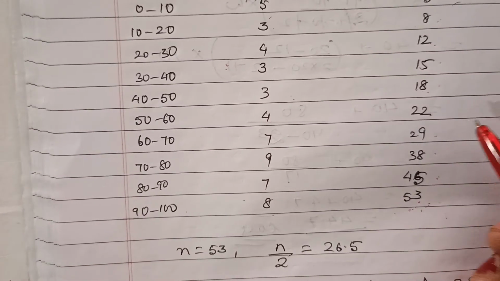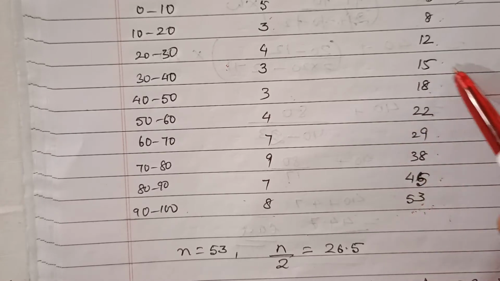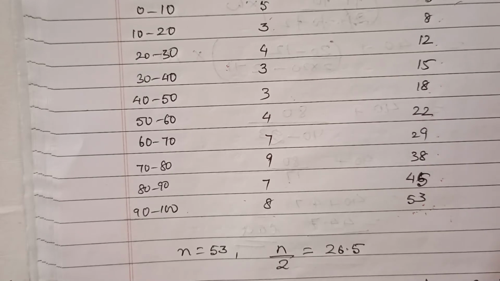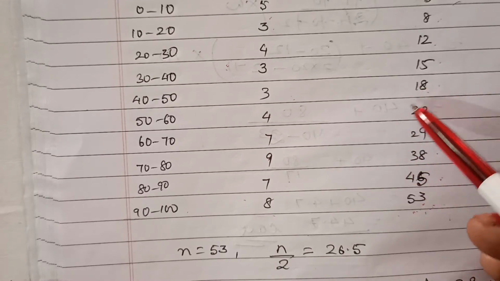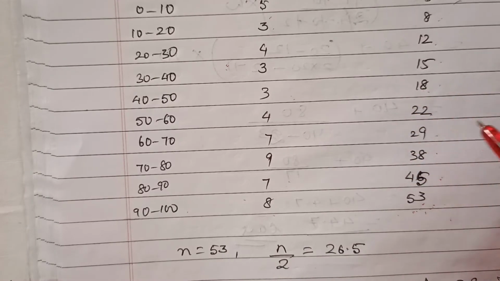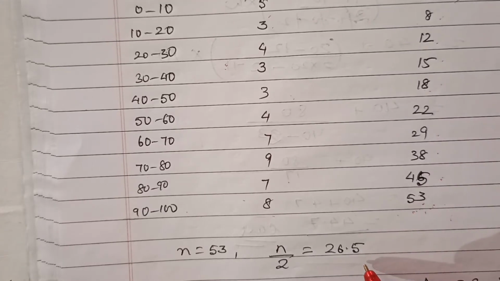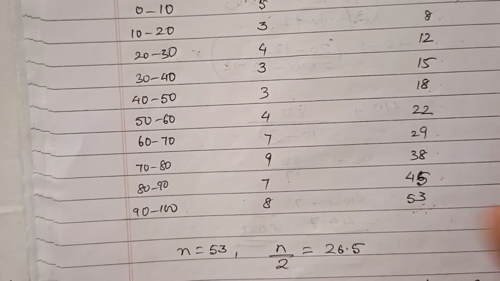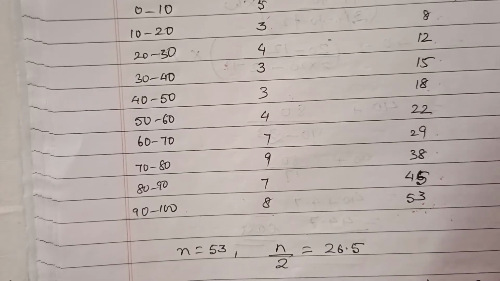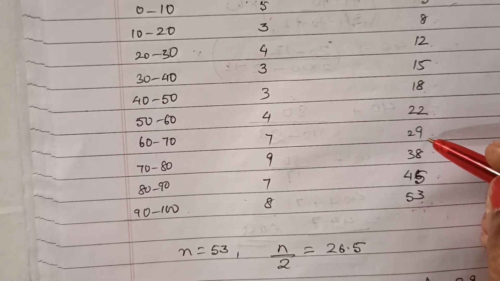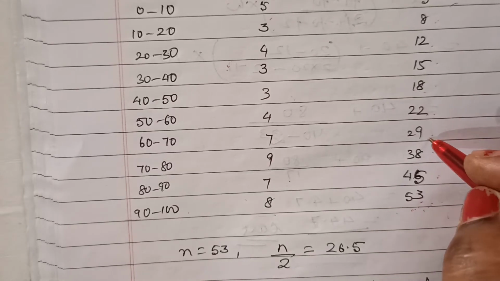Now this 26.5, now here when we see there is no number as such 26.5. So which class should we choose as the median class? Now for this you have to see the median cumulative frequency. You have to take the class whose cumulative frequency is slightly greater than 26.5. It should not be less than n by 2. So what do you find here? 22 is less than 26.5. What is the next one? That is, 26.5 is less than 29.